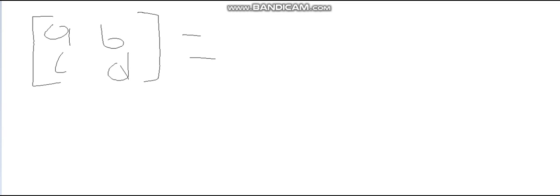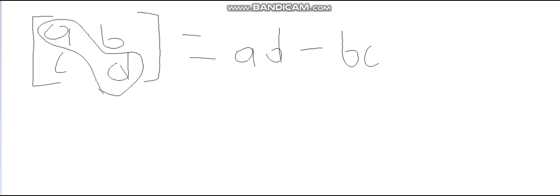So let's say we have a matrix A, B, C, D. The determinant of this matrix is equal to AD minus BC. So it's equal to the product of these two terms here and minus the product of these two terms here. We normally say it as product of leading minus product of non-leading. And that's what we call the determinant.